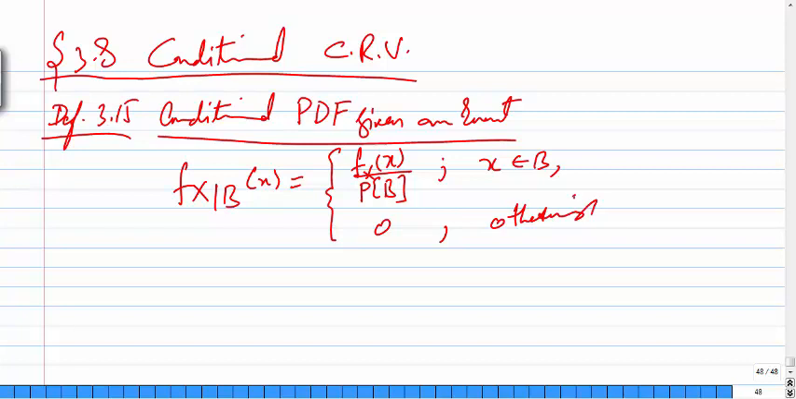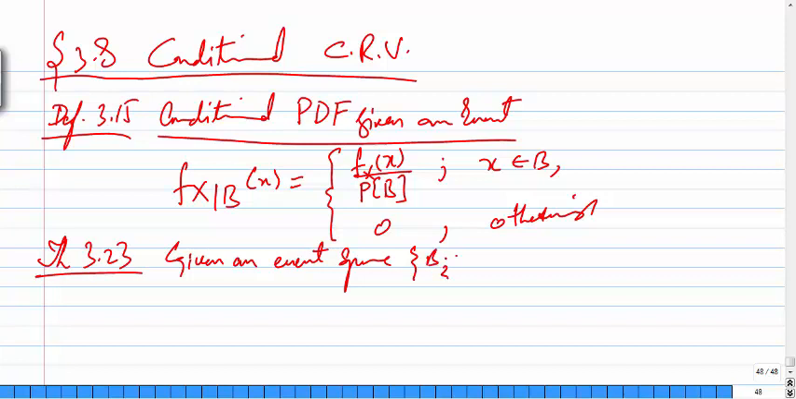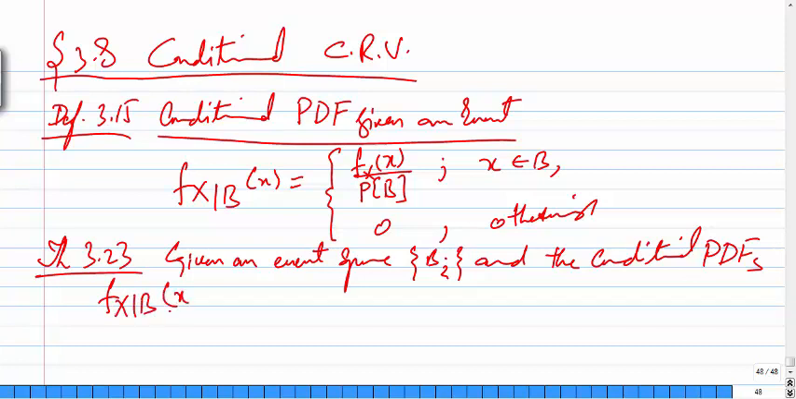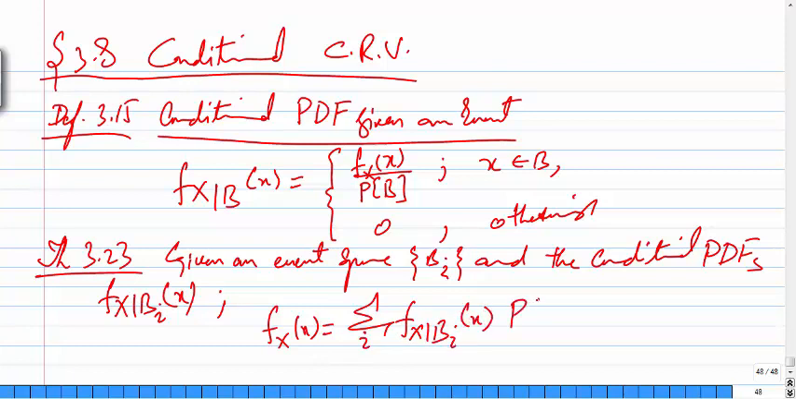Similarly, we have another theorem here, 3.23, and it says that given an event space with a partition B_i given to you, and the conditional PDF f_X given B_i, then the PDF of x is equal to the sum of all the conditional PDFs over the event space, each multiplied by its probability.